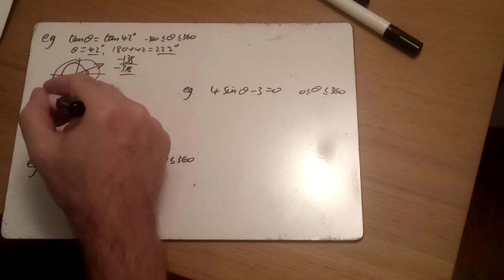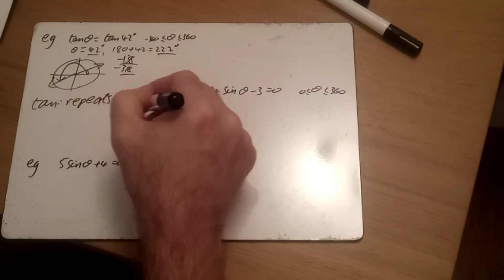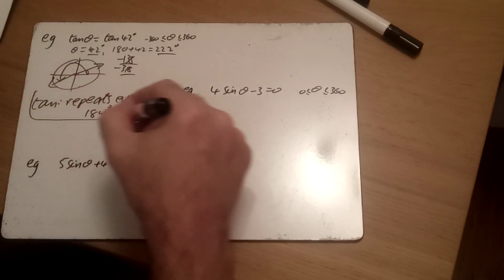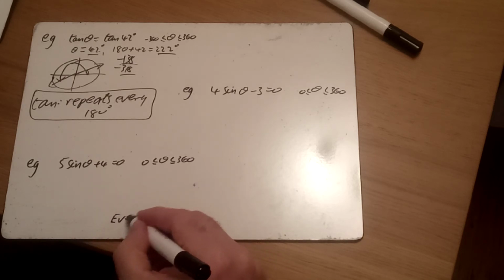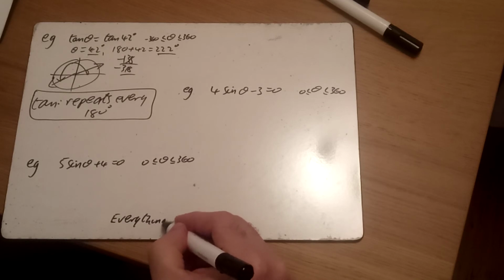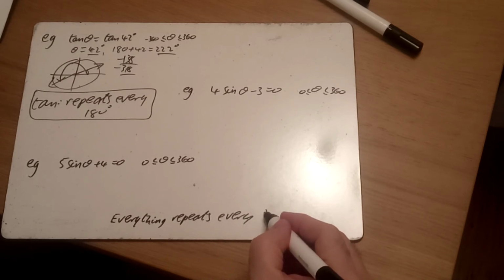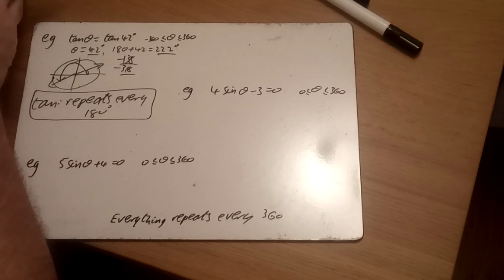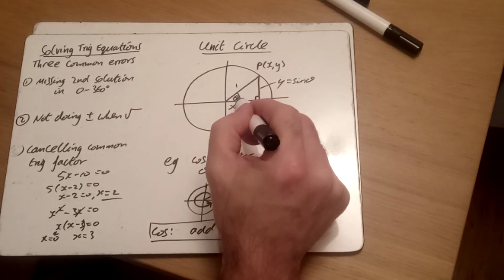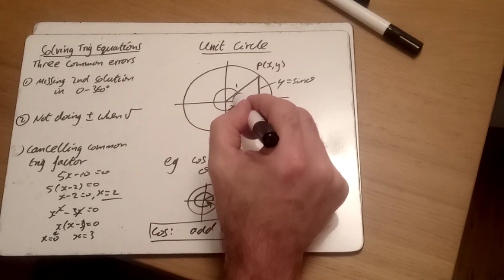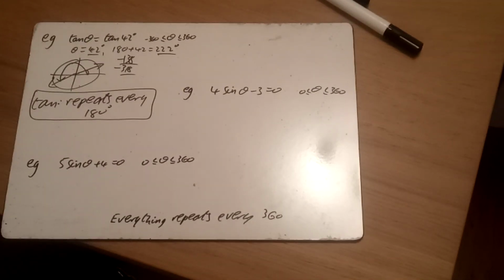So tan repeats every 180 degrees. And I'll use a little thing at the bottom here, because this is true for all of them: everything will also repeat every 360 degrees, because we go around the circle. If I imagine my unit circle, what would it end up doing to get exactly the same value of sine, cos or tan as that angle there? Well, if I've gone a full circle and then that extra, it's still exactly the same sine, cos or tan.